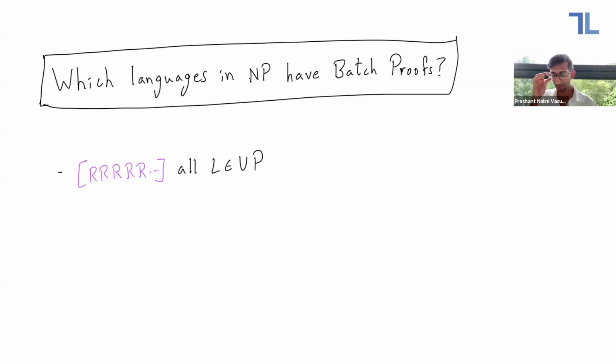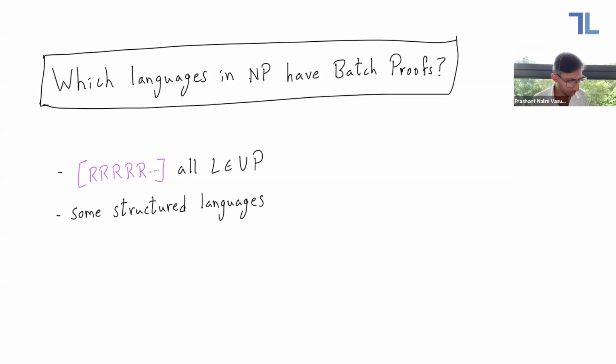Of course, you can always have these for languages in P, right? For languages in P it's trivial because the verifier can just do all the work. There does not need to be any communication. But outside of that, this was pretty much the only systematic result that showed that if you have this particular property, then you have this batch proof, right?